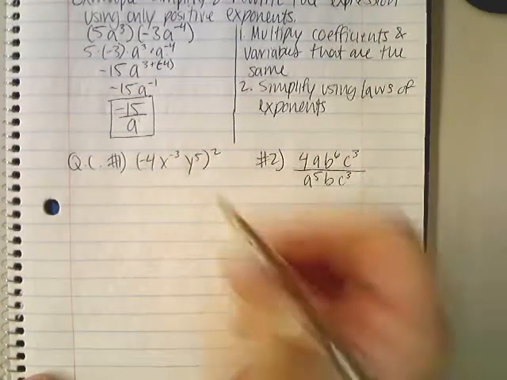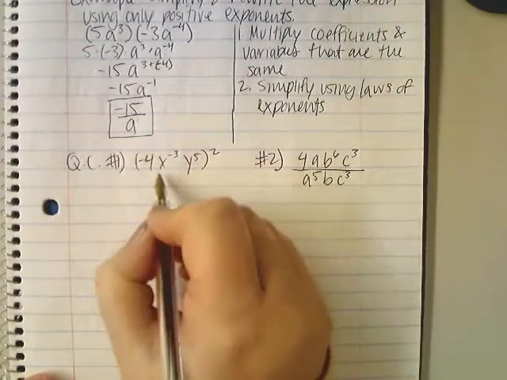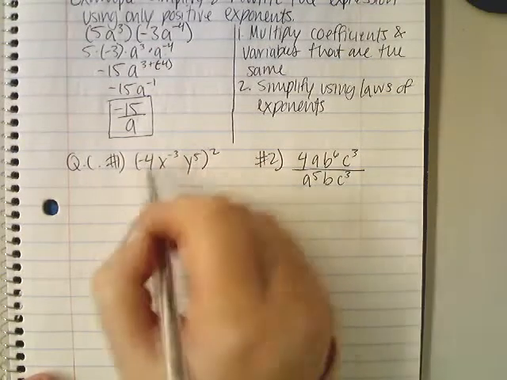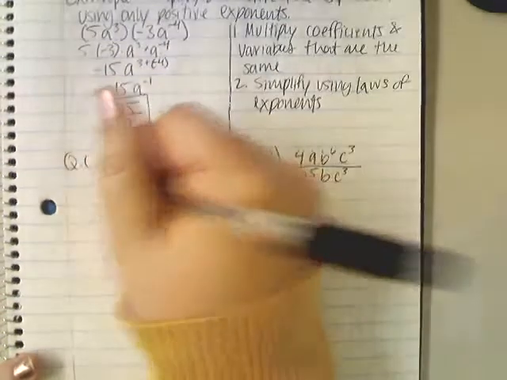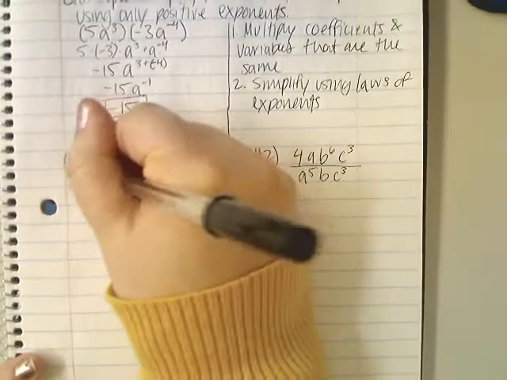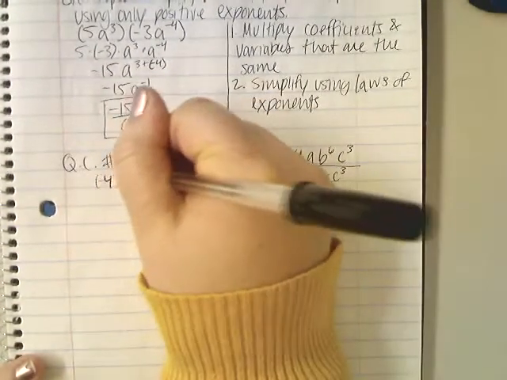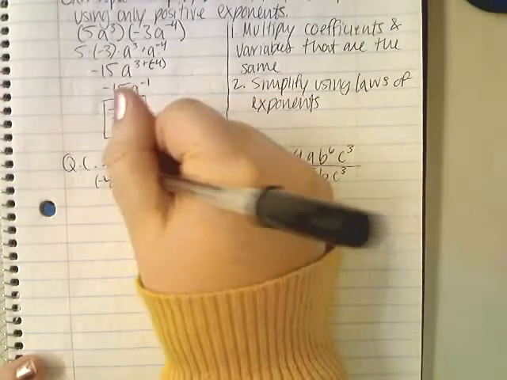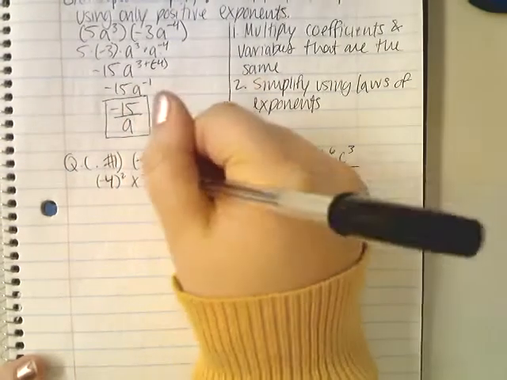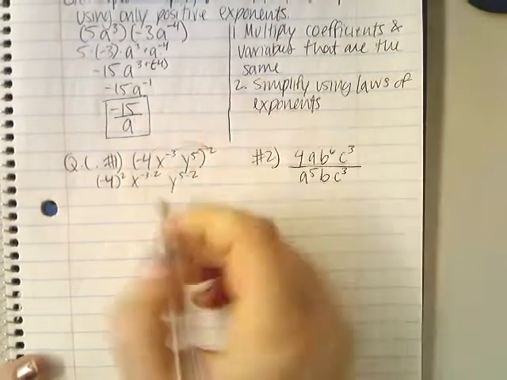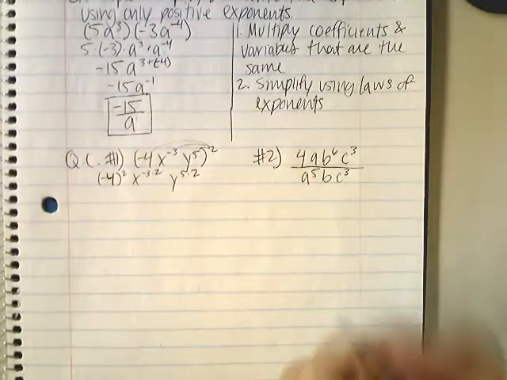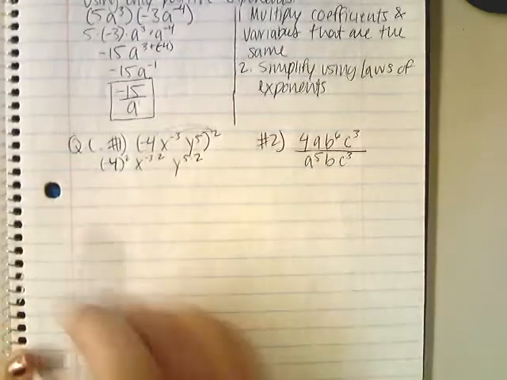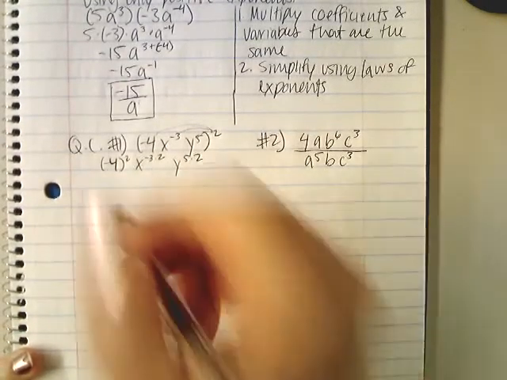So I distribute the 2 into each thing. Since all these terms in here, none of them are being added or subtracted, they're all being multiplied, I can go ahead and distribute that exponent into each one. So I have negative 4 squared, x to the negative 3 times 2, y to the 5 times 2. So I'm distributing all those exponents. Negative 4 would be to the first, so times 2. I'm multiplying all the exponents there.